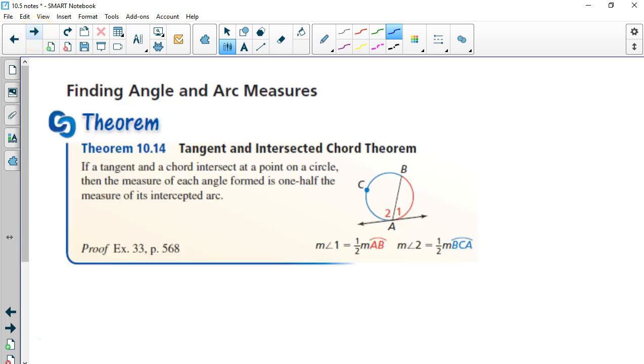All right, finding angle and arc measures. New theorem. Tangent and intersected chord theorem. Okay, so if a tangent and a chord intersect at a point on the circle, then the measure of each angle formed is 1/2 the measure of the intercepted arc. So let's look at this. The measure of angle 1, which means right here, is going to be half of this arc right there. And the measure of angle 2 is going to be half of whatever that arc is right there.